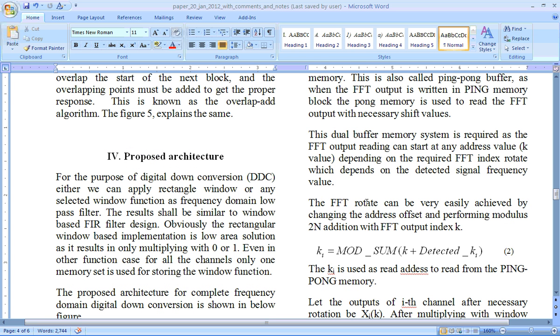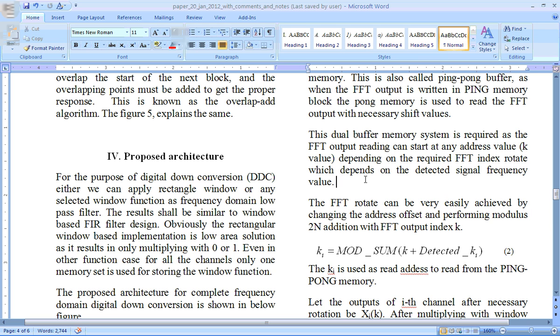That's all. The dual buffer memory system is required as the FFT output reading can start at any address value depending upon the required FFT index rotation, which depends on the detected signal value. So we cannot write and read on the same ROM at the same time.